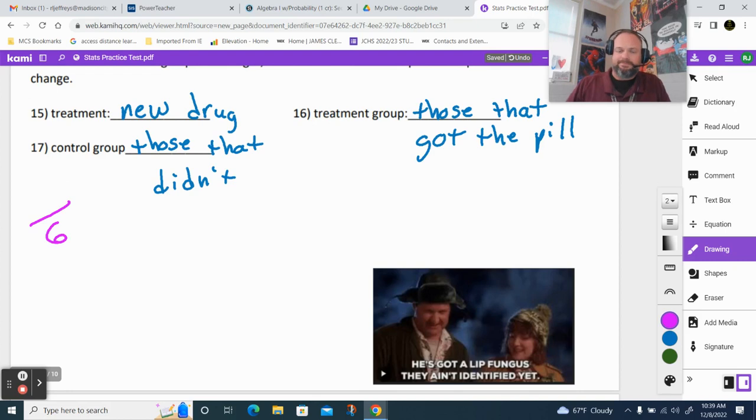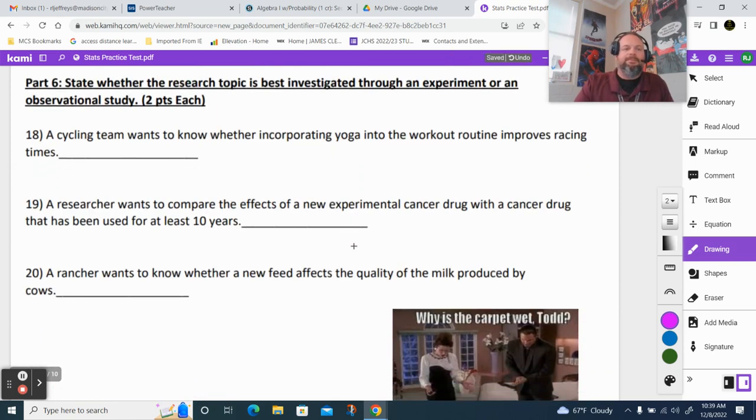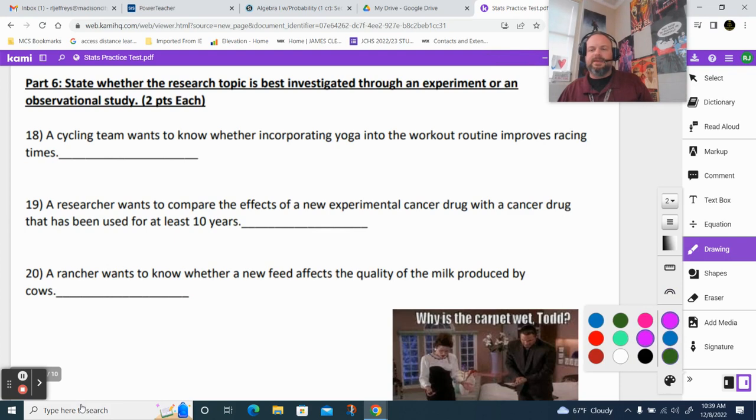Okay. Now, sometimes running a randomized experiment like this is good, especially if we're trying to cure insomnia or a lip fungus somebody hasn't identified yet. All right. So this one is 2 points each. This has 3, so this is another 6. Okay. All right. So we're supposed to say whether it's experiment or observation.